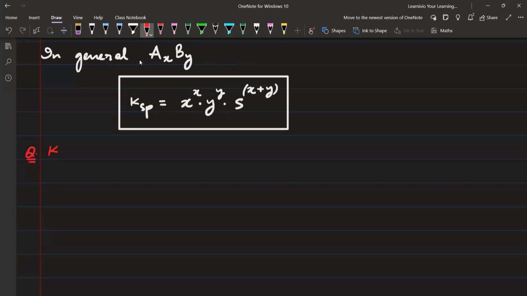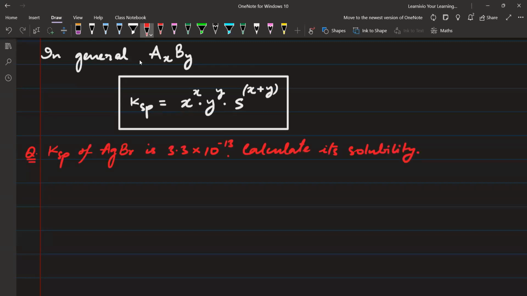KSP ना लिखिए ना, they can tell you the solubility product of AgBr is 3.3 into 10 to the power minus 13. Calculate its solubility. कैसे कैलकुलेट होगा, ध्यान से देखिए.